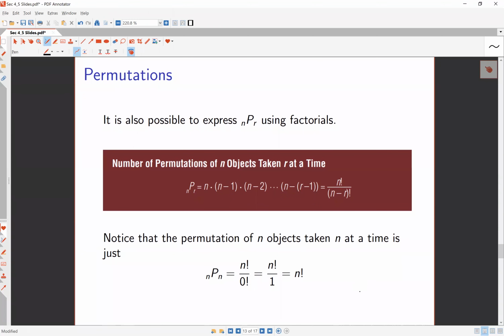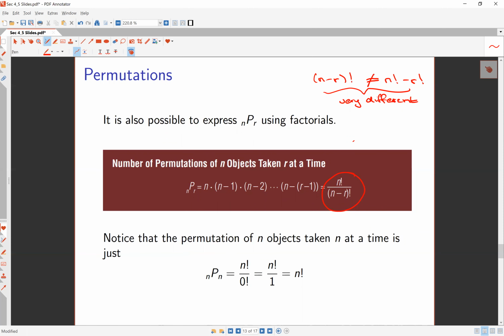What's really useful to know is this can be done with direct multiplication, or it can be done using factorials. The number of permutations of n objects taken r at a time is equal to n factorial divided by n minus r factorial. And the only thing to be careful of here is noting that n minus r factorial is not the same as n factorial minus r factorial. These are two very different numbers. So you want to do the subtraction in the parentheses first before applying the factorial.